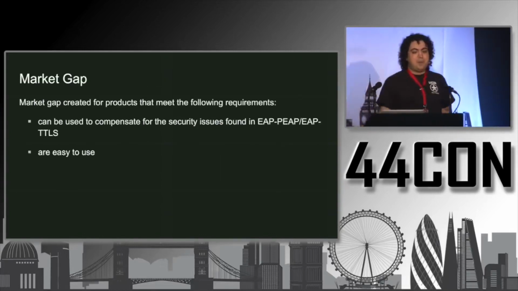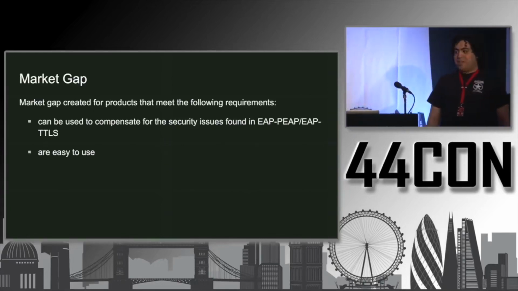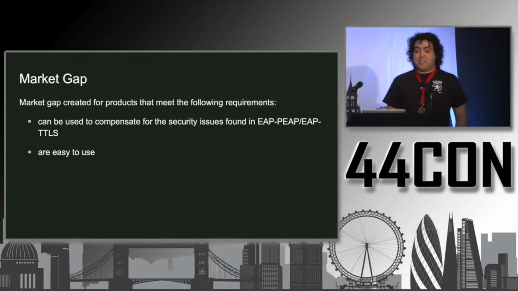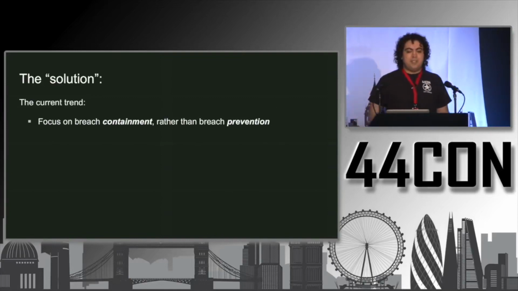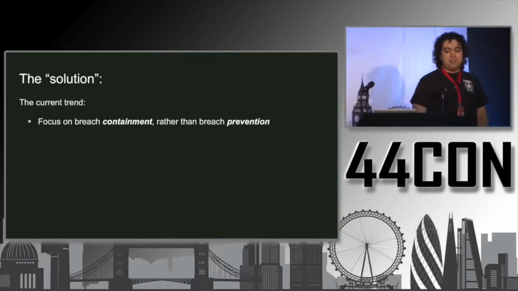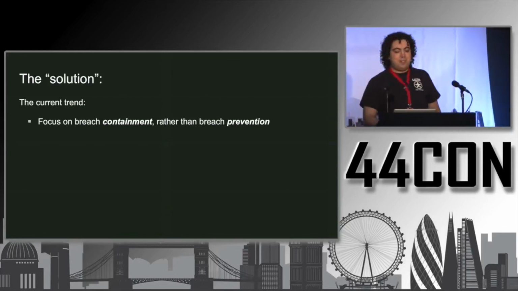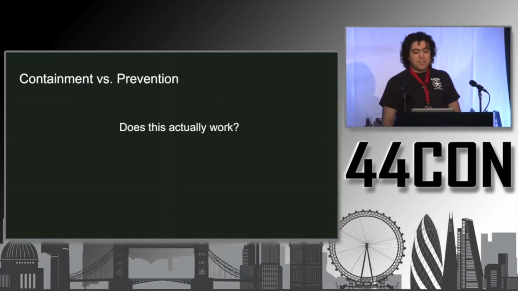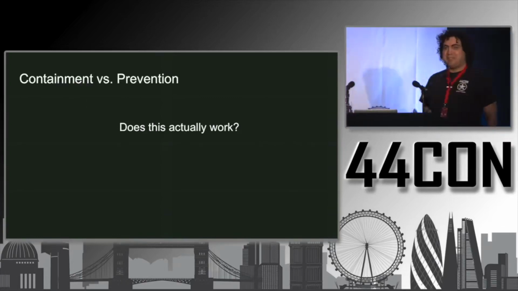So naturally, this creates a market gap, where all these vendors start crawling out of the woodwork to sell you this magic bullet that can compensate for the security issues introduced by EAP-PEAP and EAP-TTLS, but is also easy to use. And the current trend in that area is to focus on breach containment. Instead of trying to stop the attacker from actually gaining access to the network, you give up on that and focus on making sure they can't do any damage once they're already on your network. So the question we're going to try to answer today is whether this actually works, and we're going to explore that in depth.